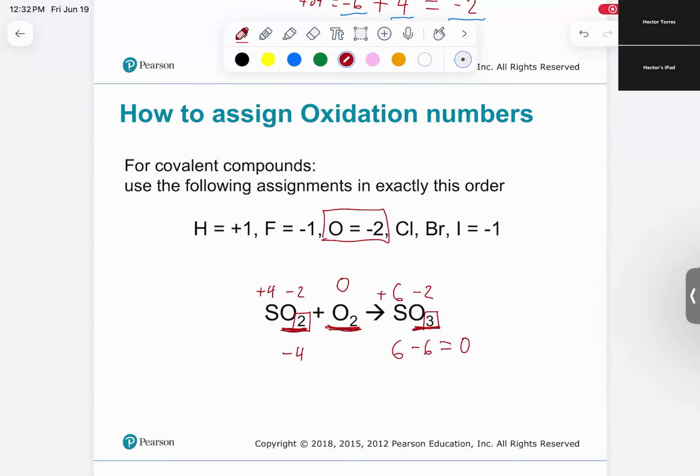Okay, so a lot of times with some of them, we're not going to know the charge right off the bat. Instead, we have to assign the one that has the higher priority and then assign the oxidation value. Okay, so watch out for these ones.